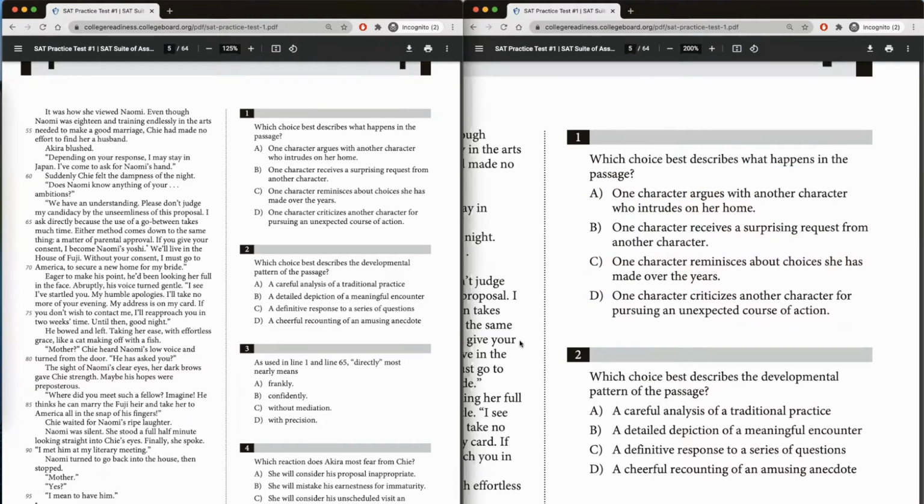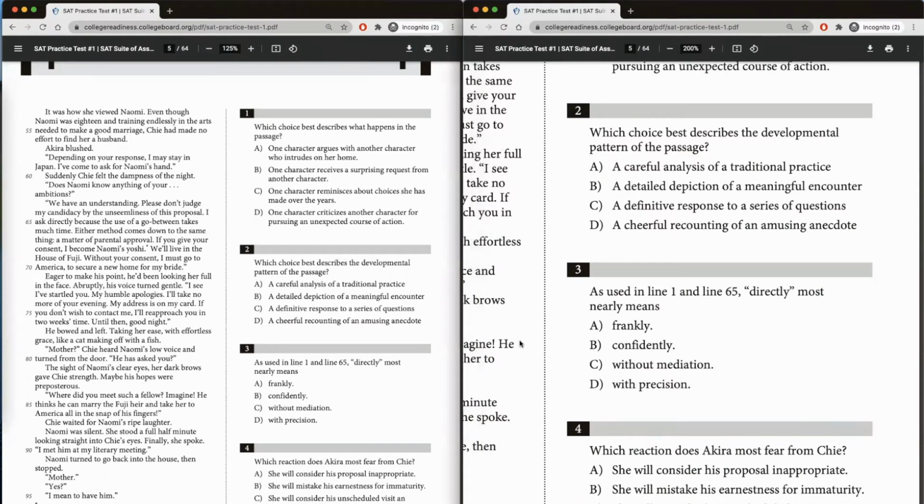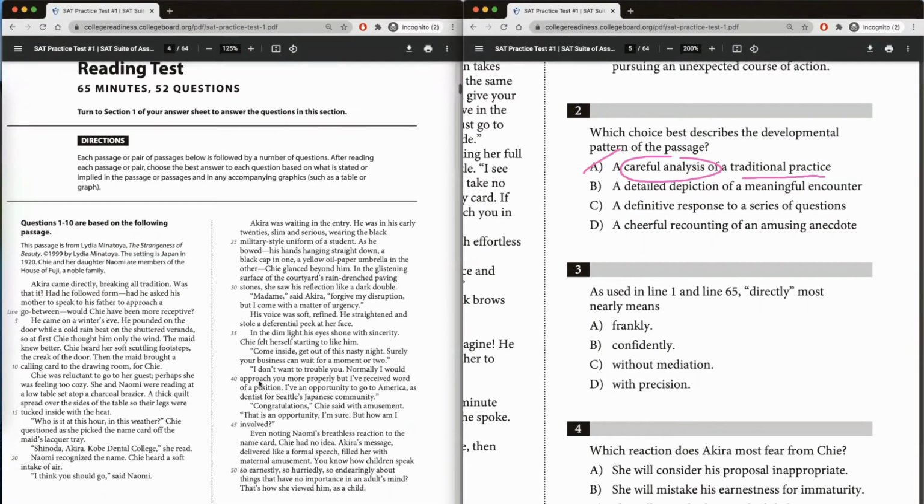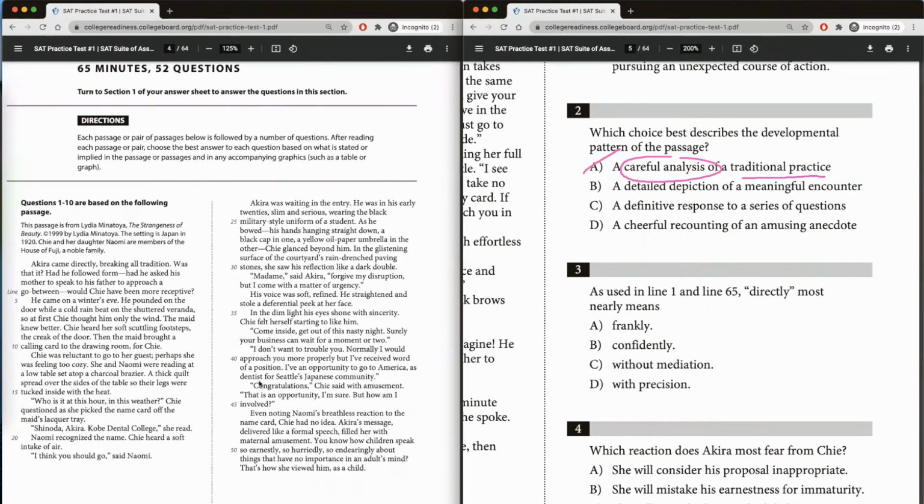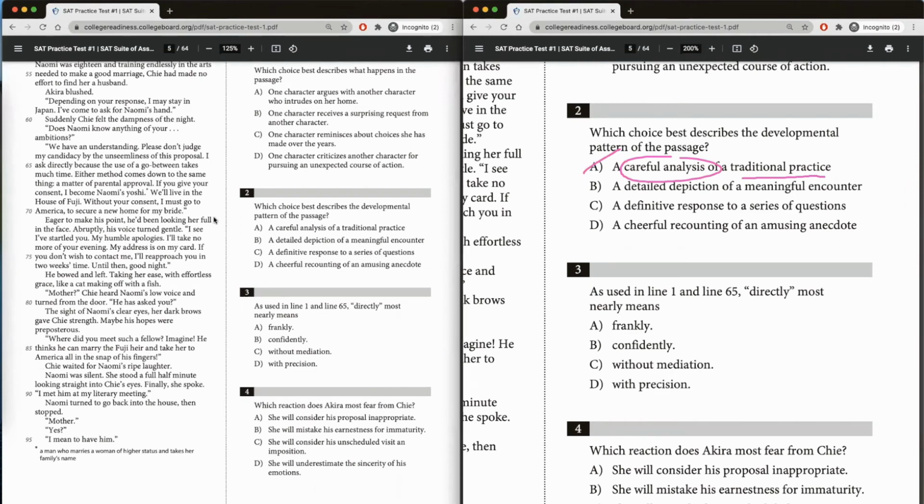And okay, then number 2. Which choice best describes the developmental pattern? So basically, how's this flowing? Careful analysis of a traditional practice. No, flat out wrong. There's no traditional practice completely analyzed. They mentioned that having a go-between was a traditional practice, but that's where that really ended. It came up once again somewhere in that vicinity, but that was it.